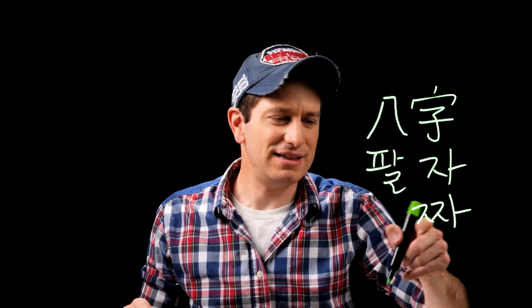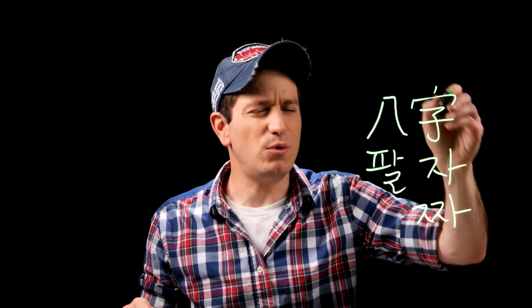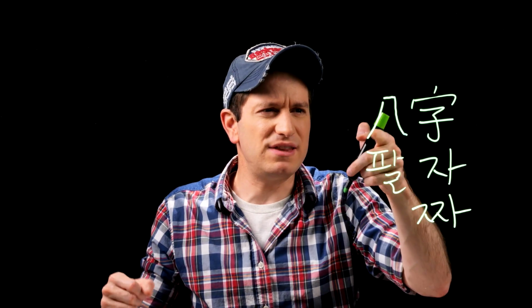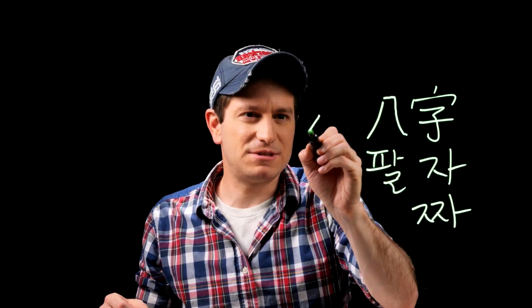One more thing that you can do with this character is you can put it after a hanja to mean the shape or figure of that hanja. For example, the hanja for 8 is 팔, 팔자, and this means the shape or the figure of this hanja here. So the shape of the 8 character, it's kind of like this, right?